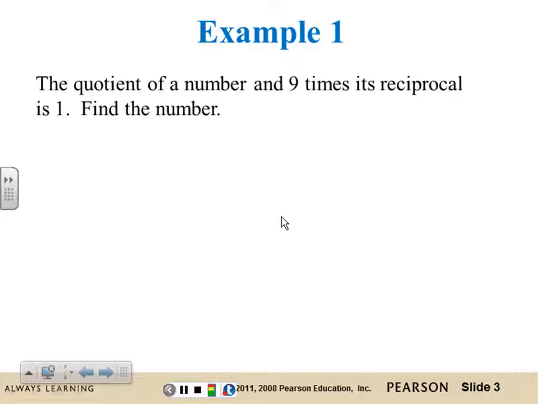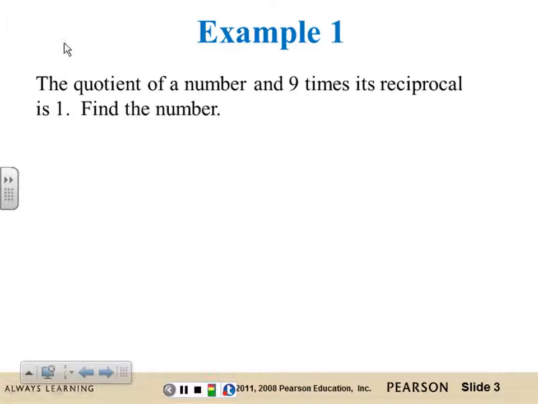Alright, so for the first one we have: the quotient of a number and 9 times its reciprocal is 1. Find that number. So we need to turn all of these words into symbols. Quotient tells us that we're going to have a division problem. Reciprocal tells me that we're going to have fractions, and "is" tells me we're going to have an equation.